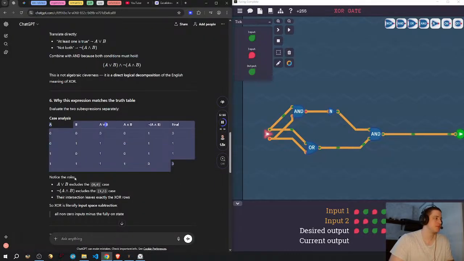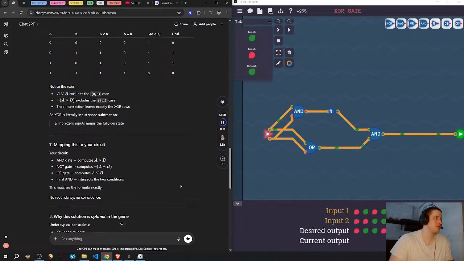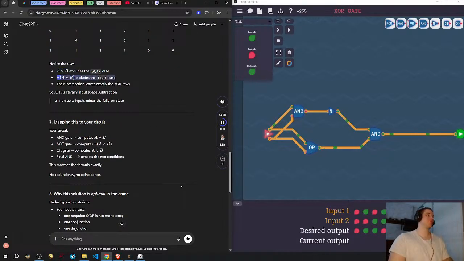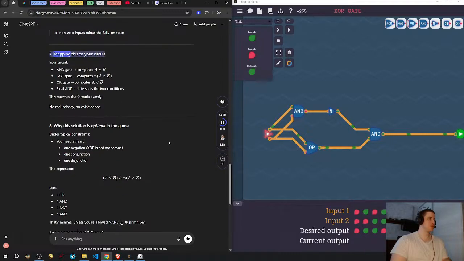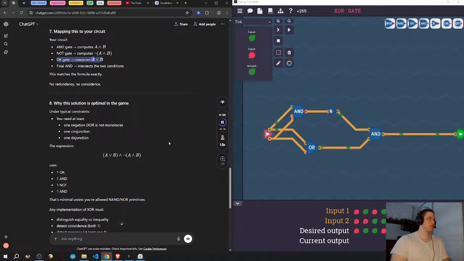Analysis. A or B: notice the roles. A OR B excludes the 0-0 case. NOT (A AND B) excludes the 1-1 case. Their intersection leaves exactly the XOR rows. So XOR is literally input space subtraction: all non-zero inputs minus the fully on state. 7. Mapping this to your circuit. Your circuit: the AND gate computes the intersection, the NOT gate computes NOT (A AND B), the OR gate computes A OR B. The final AND intersects the two conditions. This matches the formula exactly. No redundancy, no coincidence.